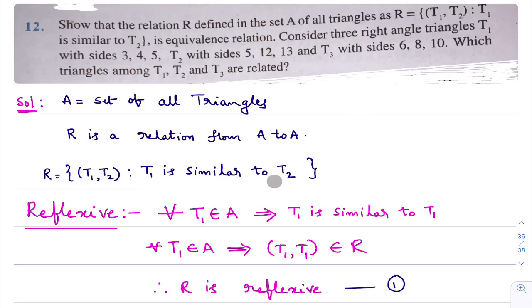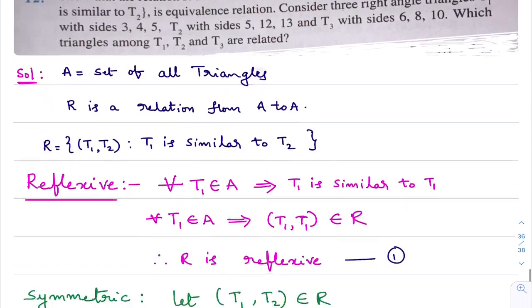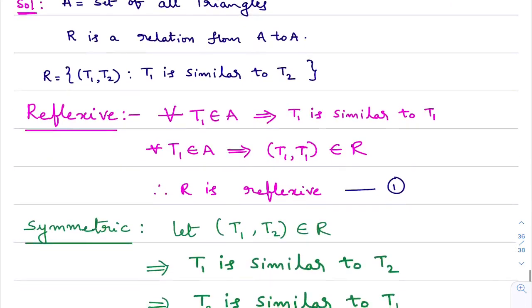Now I need to check this relation. I need to show that this relation is an equivalence relation. They are asking you to show that this is an equivalence relation. You are not checking. You need to show it is equivalence relation. You need to show it is reflexive. You need to show it is symmetric. You need to show it is transitive.